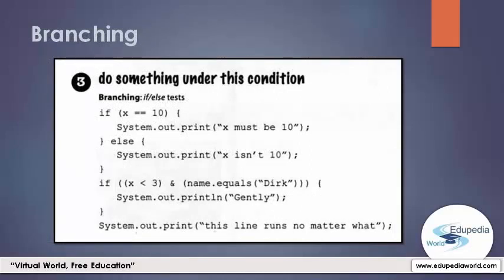We can do something under a certain condition. We call it branching. A main technique of branching is the if-else statement. So here it displays an example of an if-else statement.